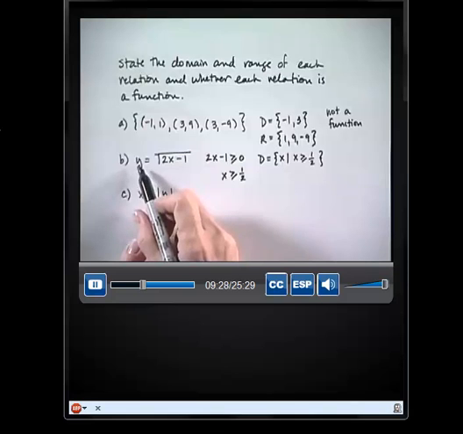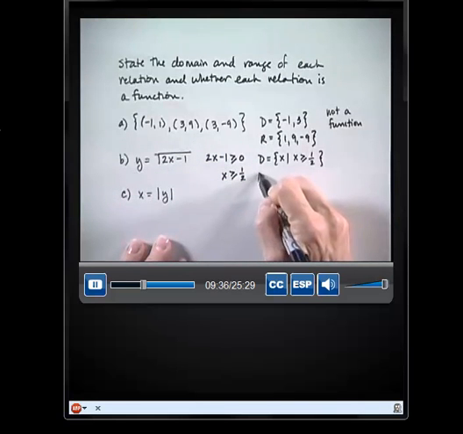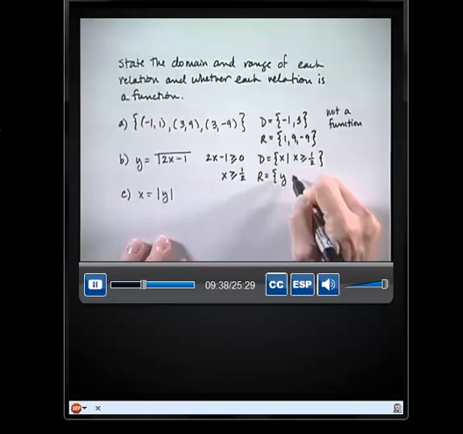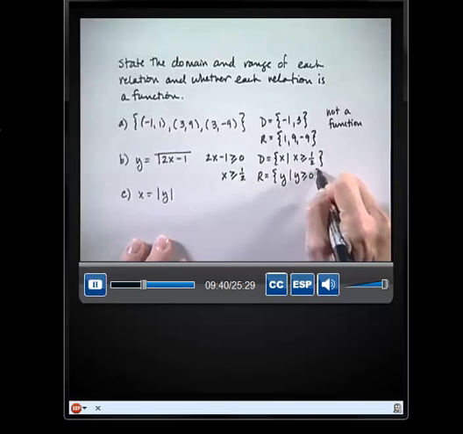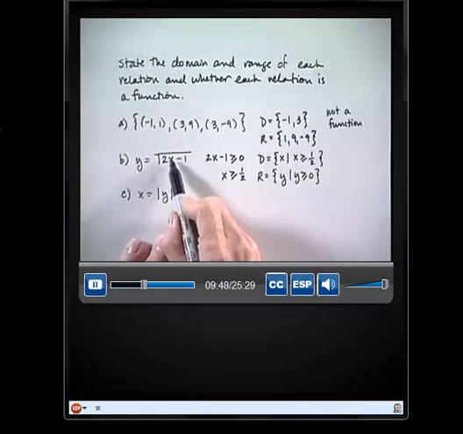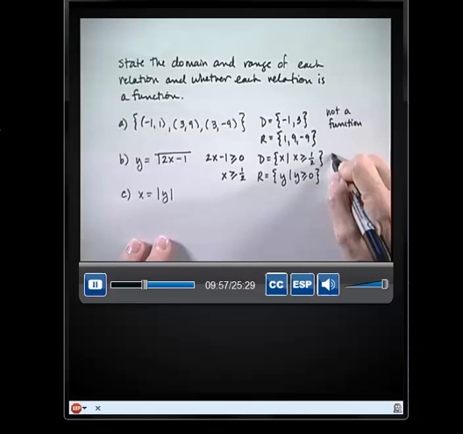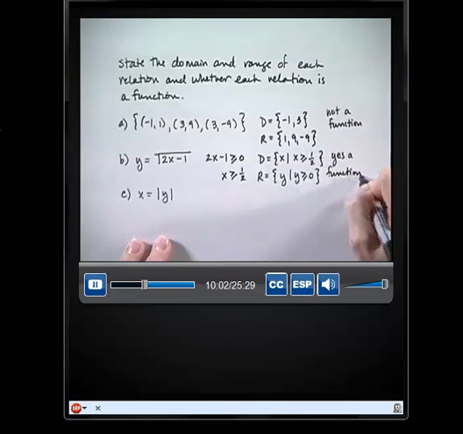Now the range is the set of second coordinates, or y values. Since y is equal to this positive square root, we say that the range is the set of y's such that y is greater than or equal to 0, or positive numbers. Now, is this a function or not? Well, each individual x, when substituted in and simplified and its square root taken, will give us a unique value of y, so this is a function.